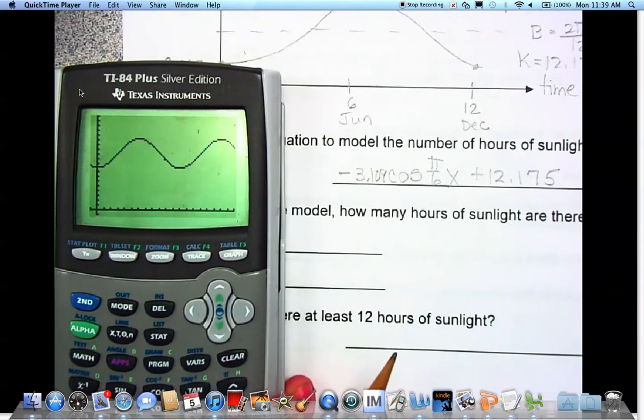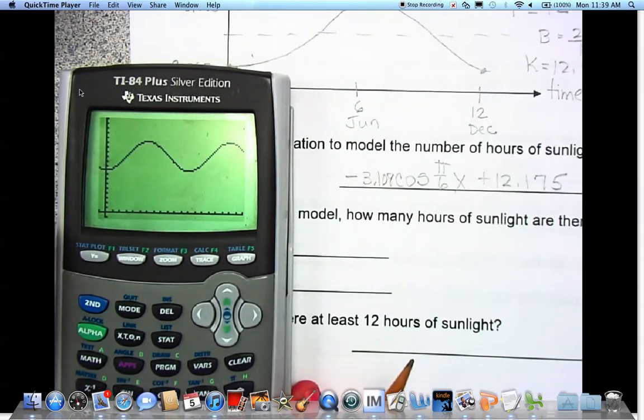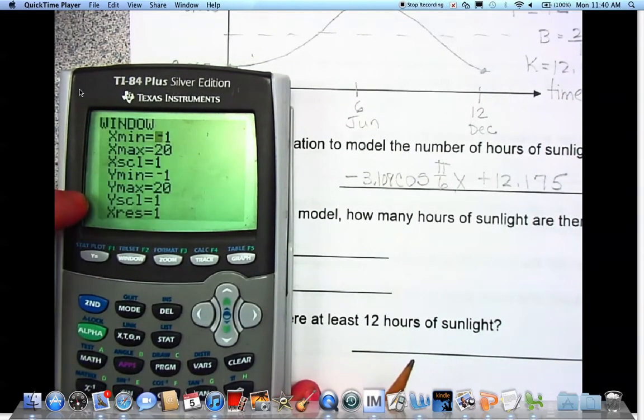Yours may not look like mine. It depends on where you put your window. Okay, I put my window at 20 and 20.